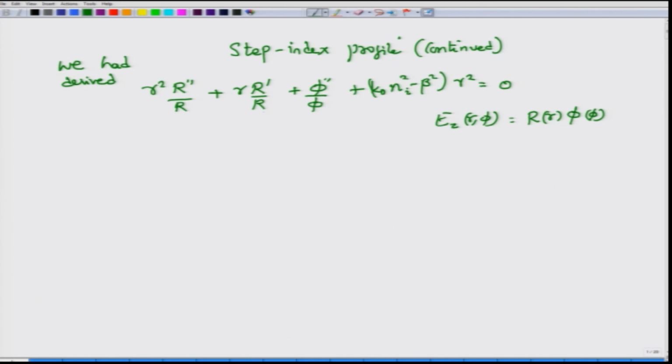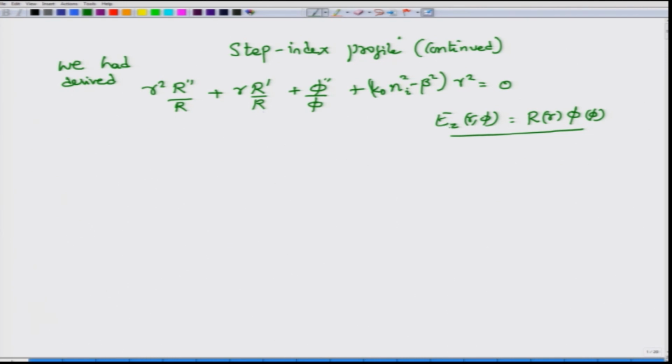So, to solve that partial differential equation, we started employing the method of variable separation, or sometimes called the variable separable method. The essence of the variable separable method is to write down the unknown solution as the product of functions of individual coordinates. For example, since we know that Ez depends on r and phi, its z dependence is already very well known to us.